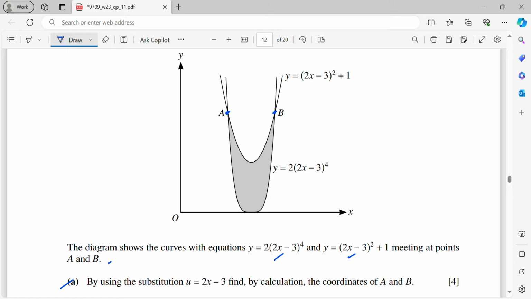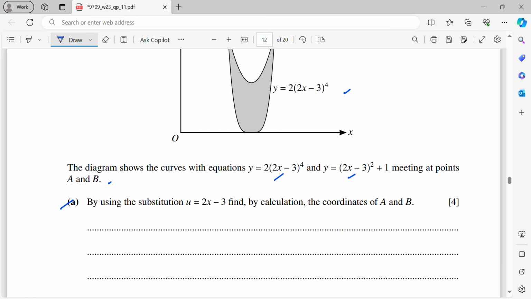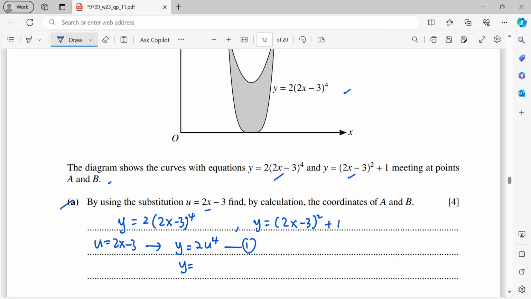So it means that A and B are the intersection points between these two curves. And at the same time, use the substitution. So y equals 2 times (2x minus 3) to the power 4, and then y equals (2x minus 3) squared plus 1. So when u equals 2x minus 3, that means my first y is 2 times u to the power 4 as my first equation. Then for my second y, it will be u squared plus 1.